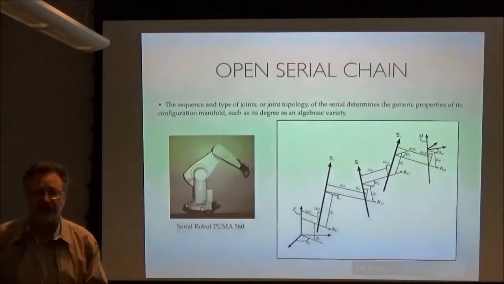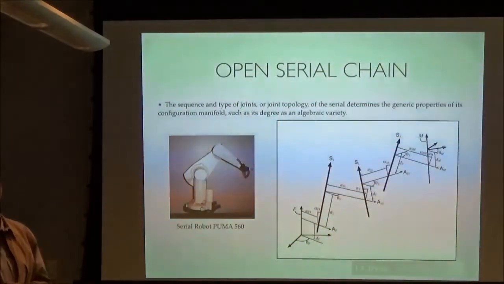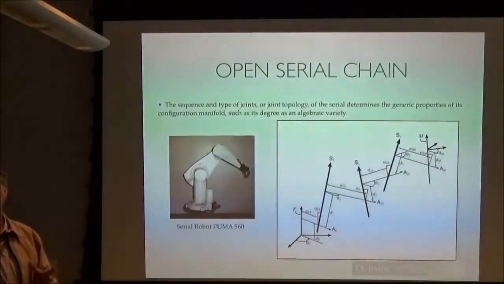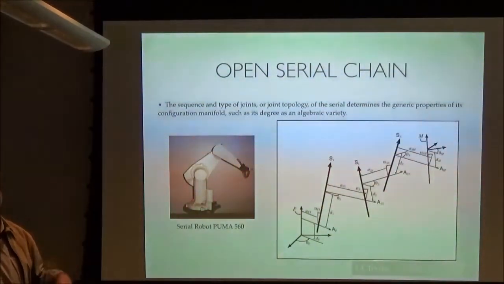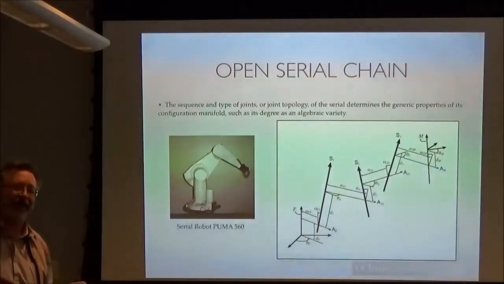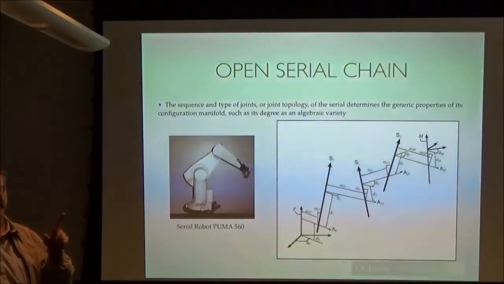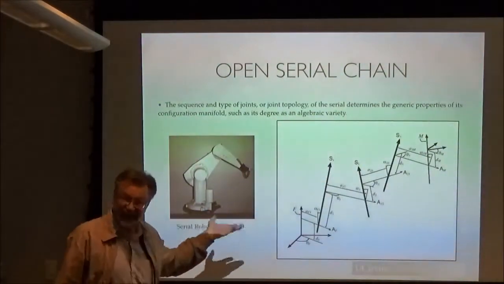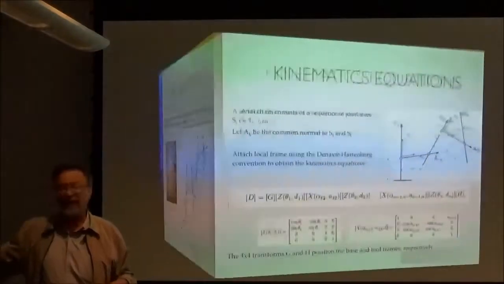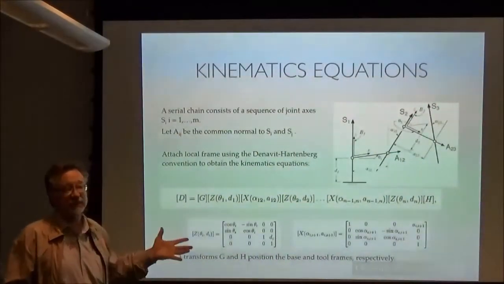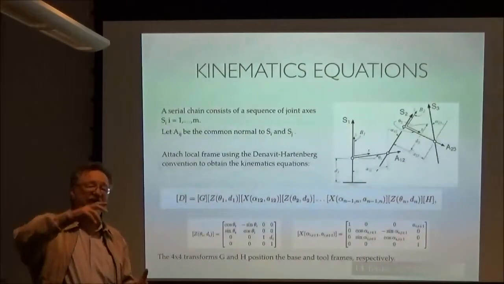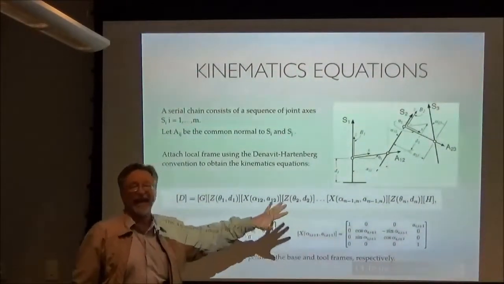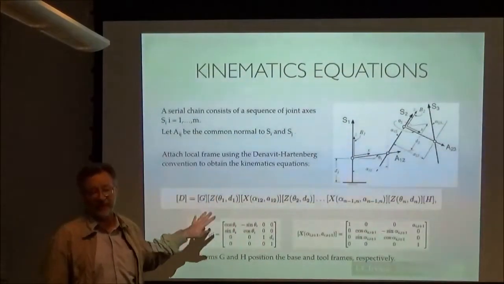This is something you should be familiar with, an open chain spatial mechanism, and modeling it using the Denavit-Hartenberg convention. You specify a line for every joint axis, you connect every set of joint axis lines with a common normal. You can introduce a set of reference frames that allow you to write the kinematics equations. So any spatial serial chain we can write a set of kinematics equations for. That should be something that all of us understand and know.